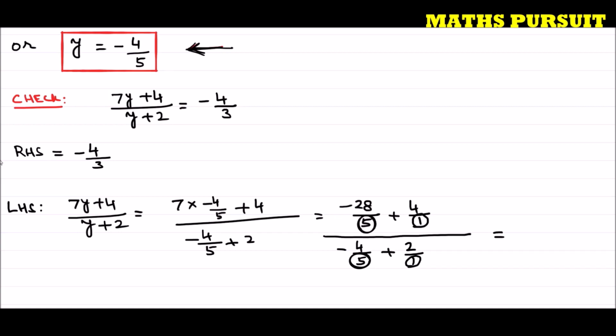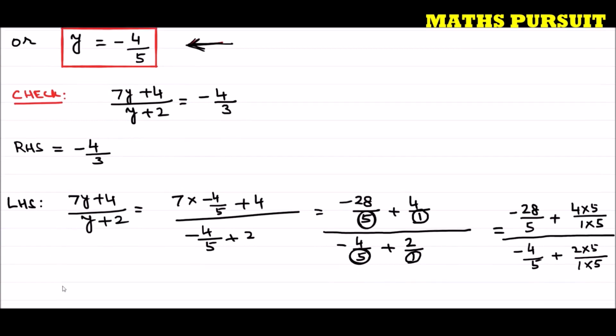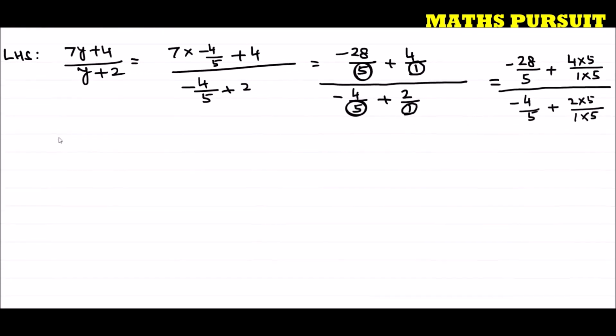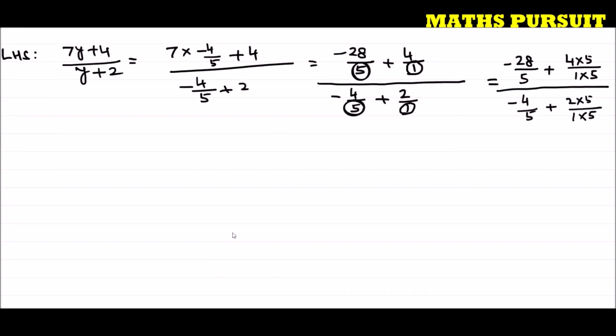Now let's see how I can convert. Minus 28 divided by 5 plus 4 into 5 divided by 1 into 5, multiplying 5 to the numerator and denominator. Similarly, minus 4 upon 5 plus 2 into 5 divided by 1 into 5. Again, the same thing I am doing so that I can convert this 1 in the denominator to 5. How can I convert? I need to multiply the denominator by 5. If I am multiplying the denominator by 5, I need to also multiply the numerator by 5. For that reason, I multiplied 5 to the numerator as well as the denominator.